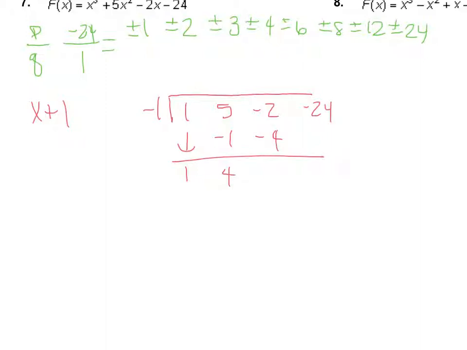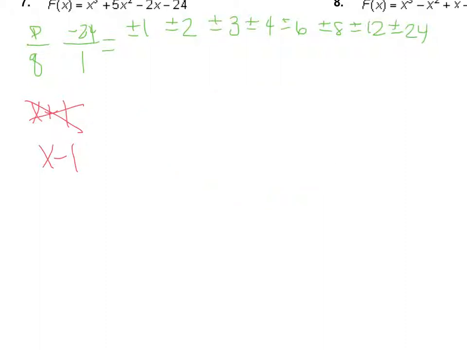Negative 2 minus 4 is negative 6. Negative 1 times negative 6 is positive 6. Negative 24 plus 6 is negative 18. So obviously x plus 1 is not a factor. So we can move on and try the next one, x minus 1. So I'm going to put positive 1, then my division symbol. And I have 1, 5, negative 2, negative 24.